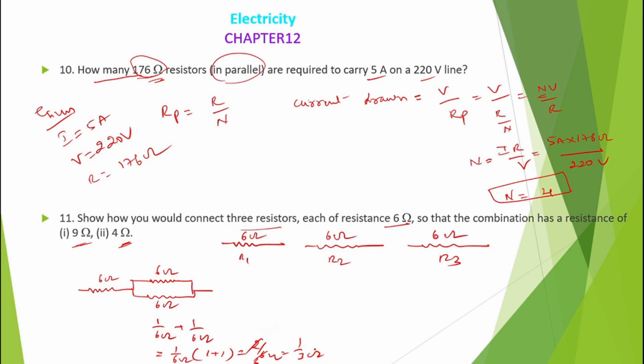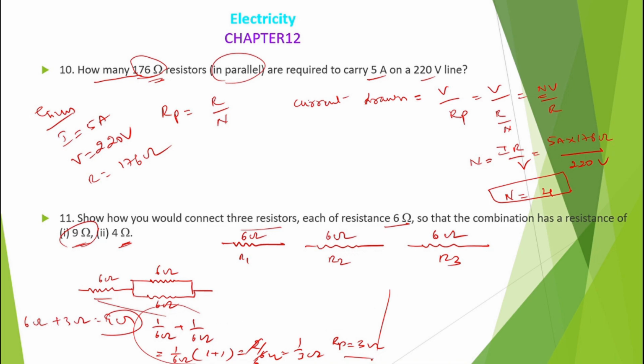Okay, and this is 1 by Rp. So Rp is equal to, you got 3 ohm. You add this. Now it has become series because we simplified this. You got 3 ohm. Add this. So 6 ohm plus 3 ohm is equal to 9 ohm. You got it. So how do you have to connect? For 9 ohm, the first resistor is in series and the next two are in parallel. You will get 9 ohm.